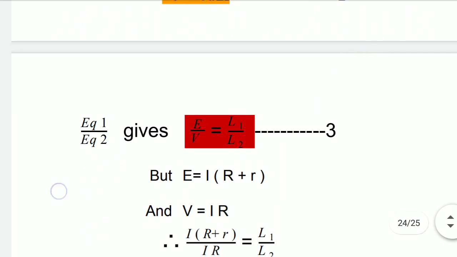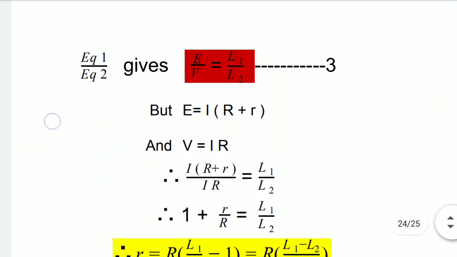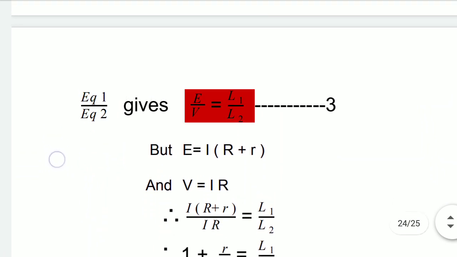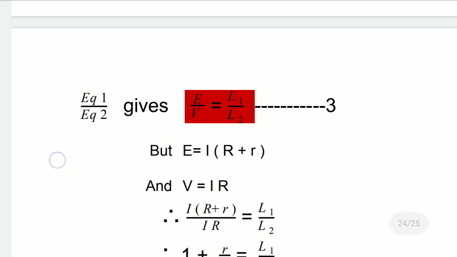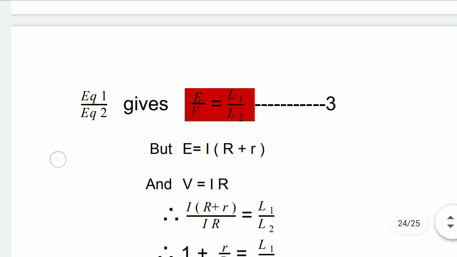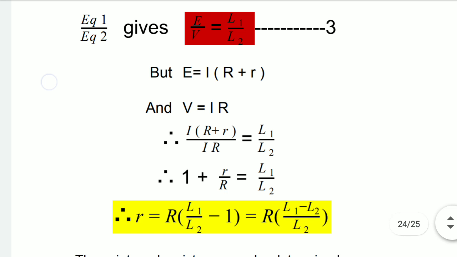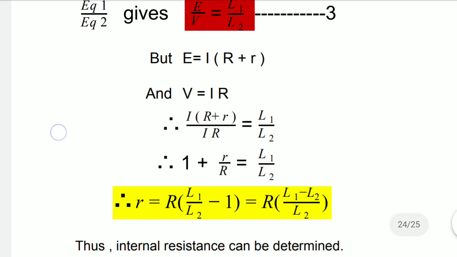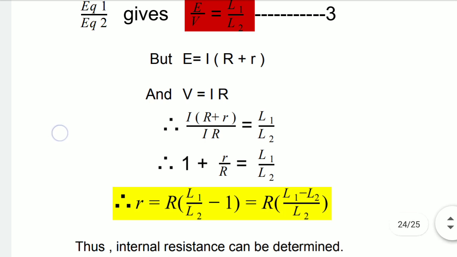If I take the ratio of these two equations, I find E upon V is equal to L1 divided by L2. But E itself, according to Ohm's law applied to the complete circuit, is I into bracket capital R plus small r. V is equal to I into R as per Ohm's law. I substitute all these values and I find that I into bracket capital R plus small r upon IR is equal to L1 upon L2.